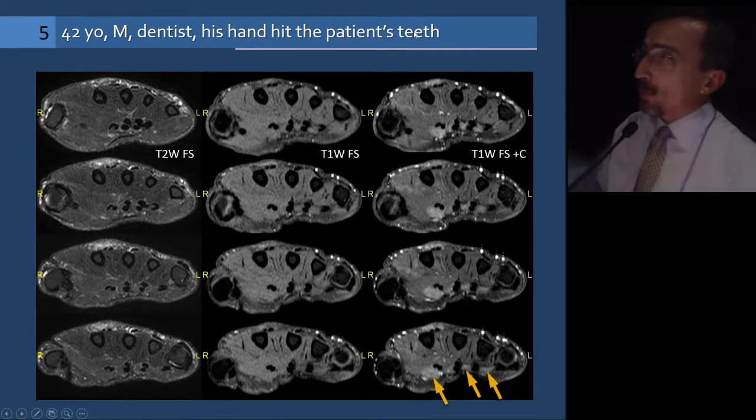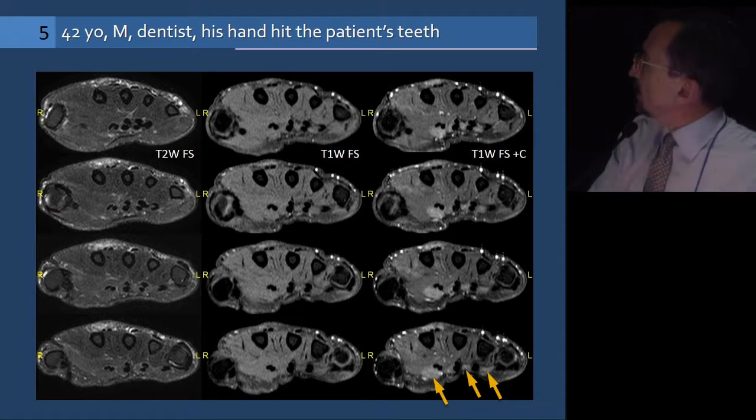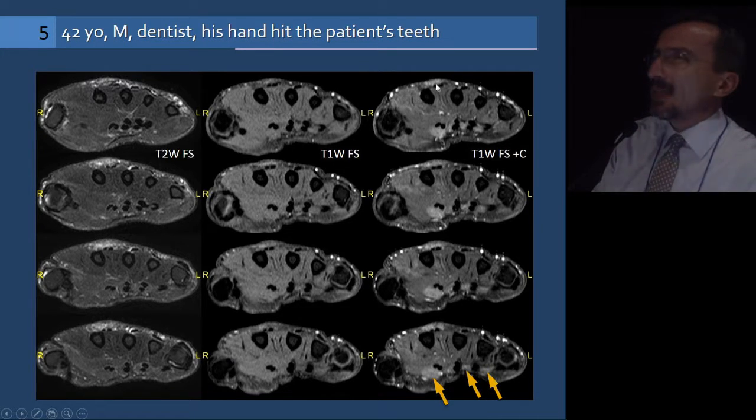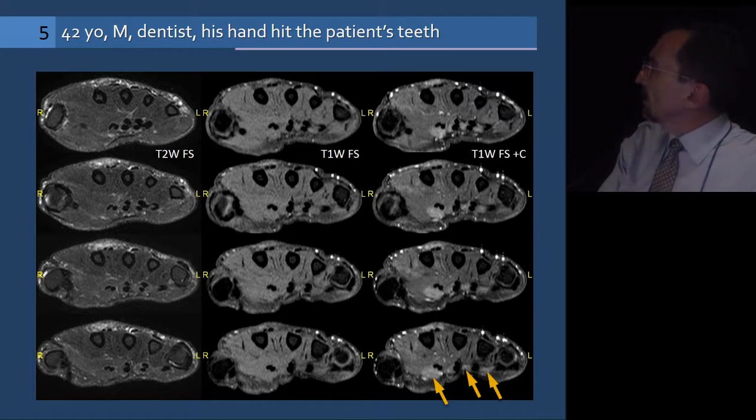I don't know what happened to the patient's teeth, but what happened to his hand was apparently some injury at this dorsal side right here. You can see that there is contrast enhancement there. There is cellulitis. And such injuries carry the risk of infection, as you know, because there is this possibility of contamination through some skin laceration there.